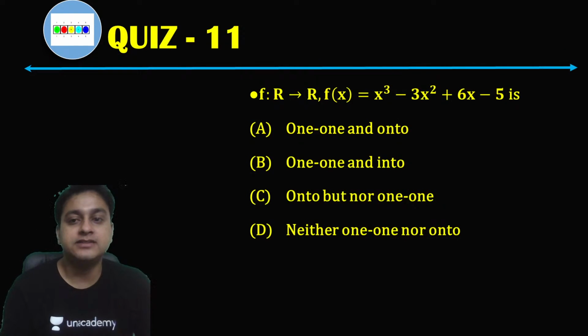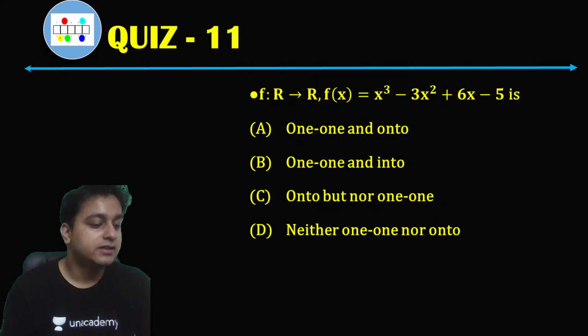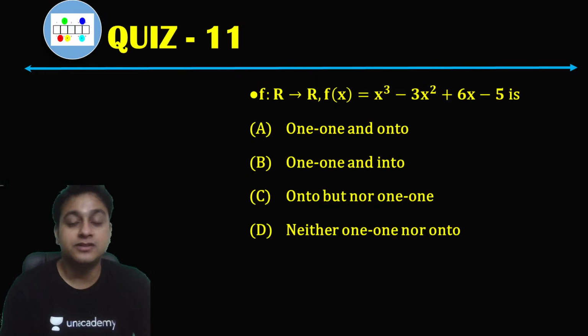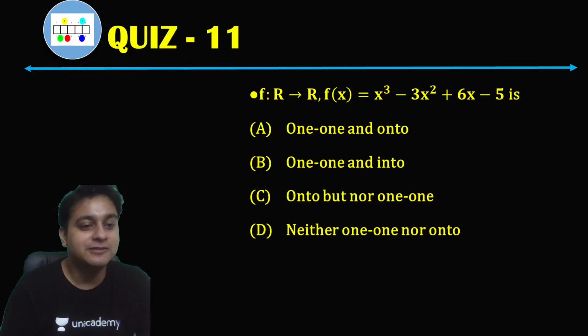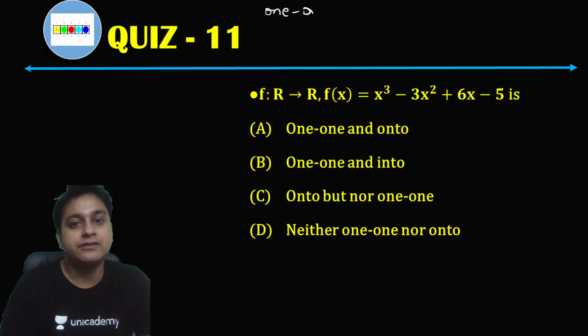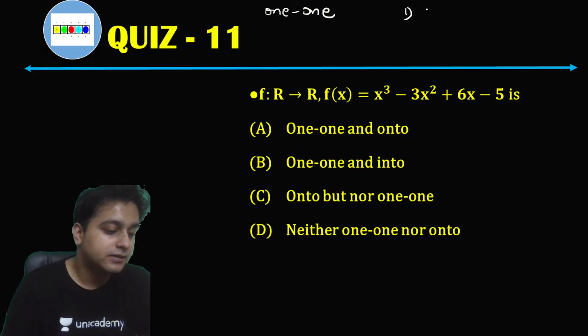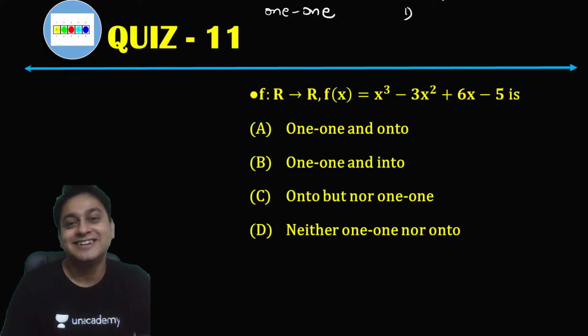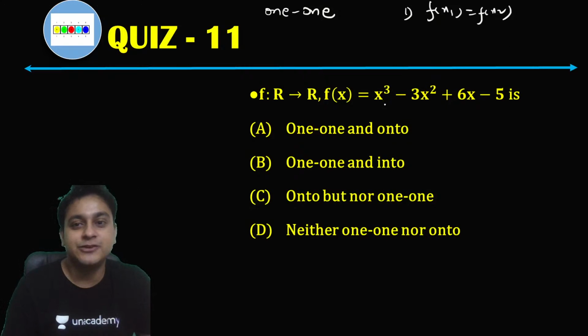x cube minus 3x square plus 6x minus 5. This function is one-one on R. So guys, let's see how you can proceed. I've told you, for checking one-one, we have 3 methods. First method is f of x1 equals f of x2. That might be really taxing here, because this is cubic involved, so don't go for this one.